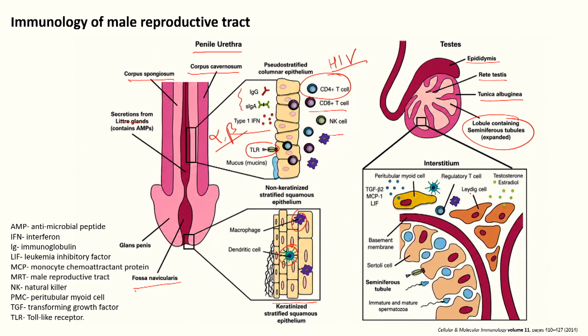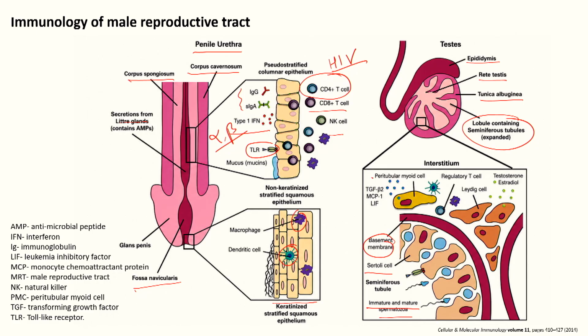These seminiferous tubules have a basement membrane which is lined by a very thick epithelial area. Then we have the Sertoli cell, which is called the nurse cell, which gives nourishment to the growing sperm, and then these are mature and immature spermatozoa which are developed in the seminiferous tubules.